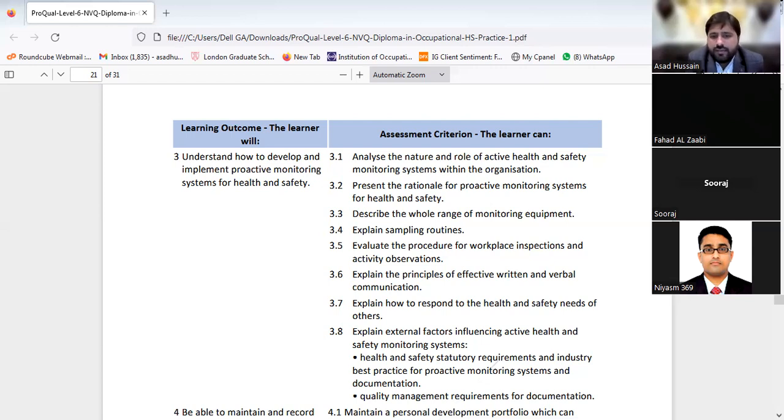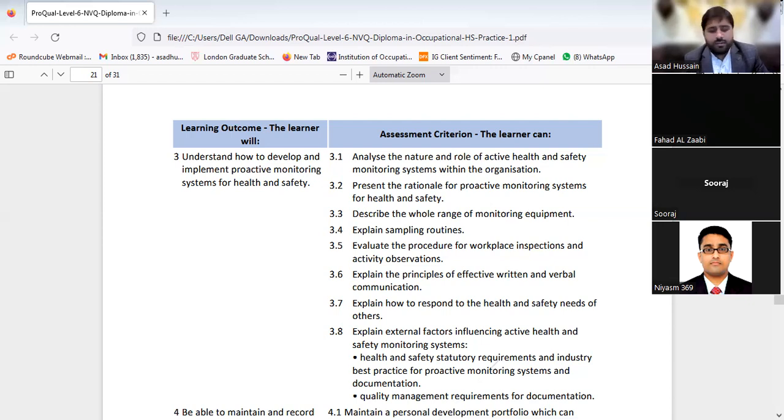So: health and safety statutory requirements and industry best practice for proactive monitoring systems and documentation, and quality management requirements for documentation. In this one, it is asking what factors can affect a proactive monitoring system. So here it is asking about the statutory requirements, the industry best practice, the standards and good practices, for proactive monitoring systems.